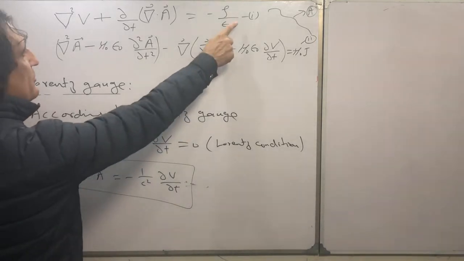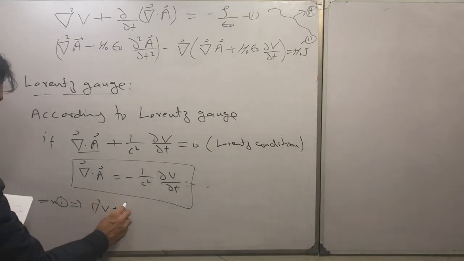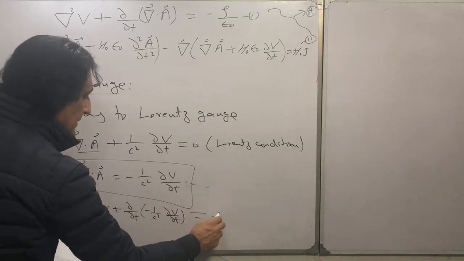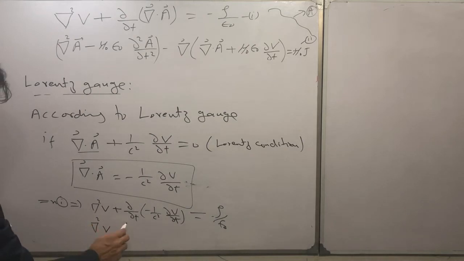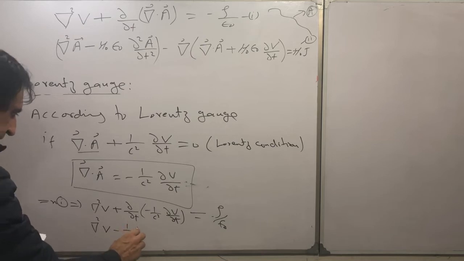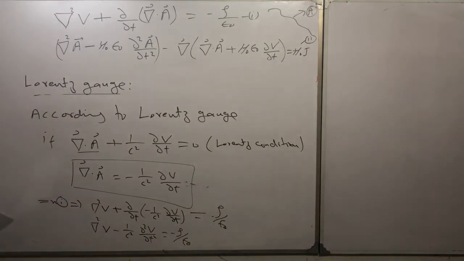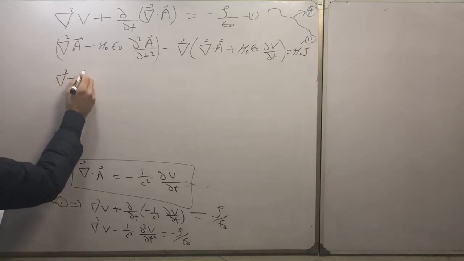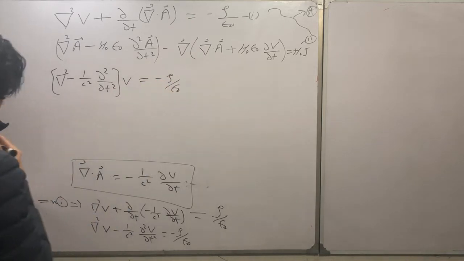Now, putting this value in equation number 1, equation 1 implies that del square V plus partial divided by partial t of the divergence, which is minus 1 over c square partial V divided by partial t, minus rho divided by epsilon naught. And here we get del square minus 1 over c square partial square divided by partial t square acting on V, which is equal to minus rho divided by epsilon naught.